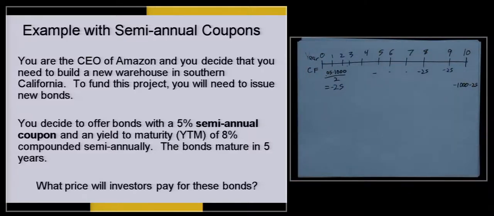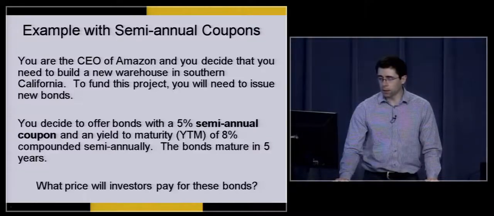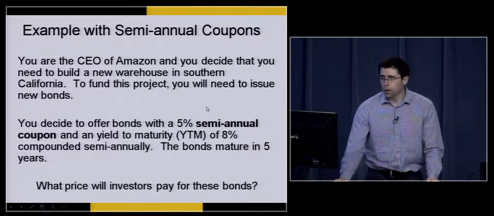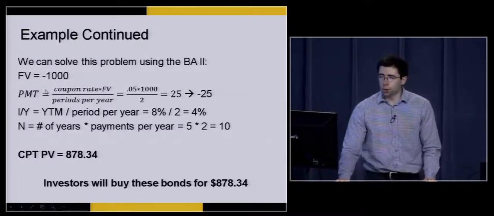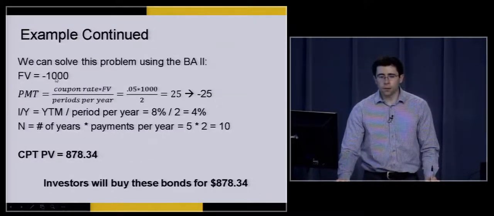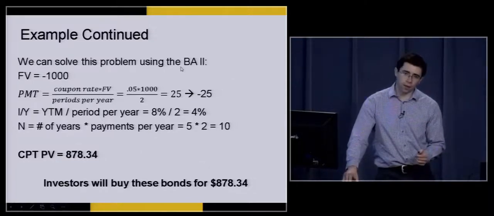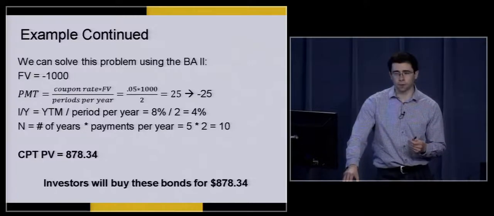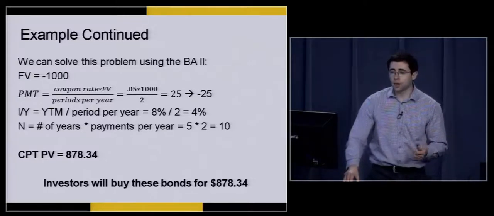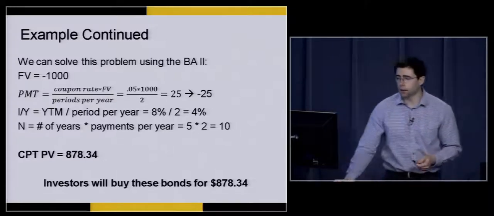All right, now let's actually go through and see how we input this example into our BA2 calculator. When we put this example into our BA2 calculator, because we are the bond issuer, the borrower of this capital, our face value is going to be negative 1,000. We're paying out that $1,000 from our perspective at the end of year 5, or N of 10.